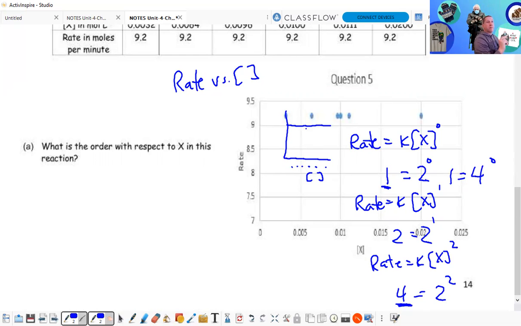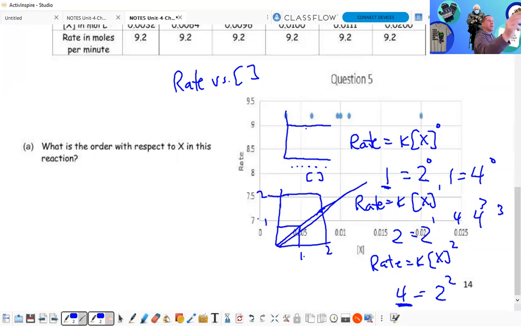So that's that graph. And for first order, if we quadrupled it, the rate would quadruple. If we tripled it, it would triple. So for rate versus concentration, 1 and 1, 2 and 2, you get this nice straight line. That's a terrible graph, but you get the idea. 3 and 3.